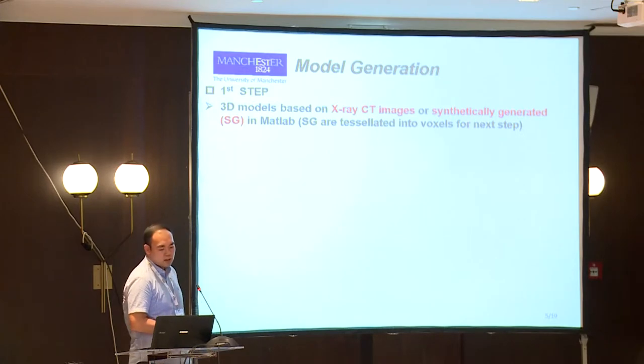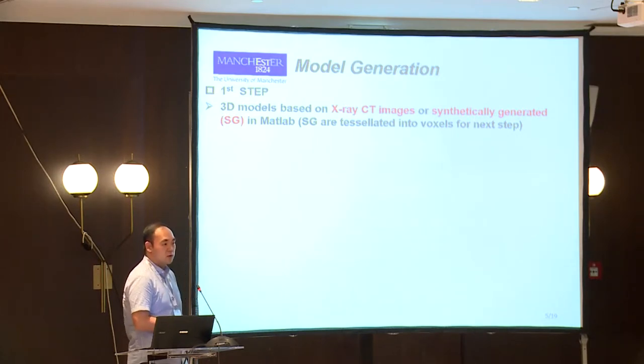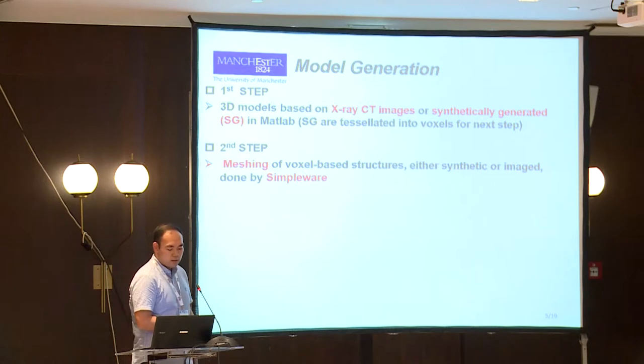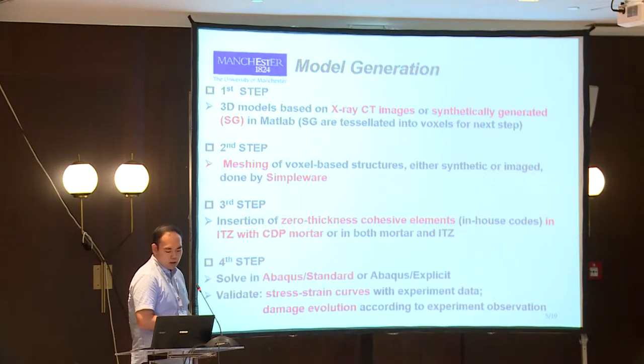So how is the model generated? 3D mesoscale model can come from X-ray images or synthetic models. My synthetic model is further tessellated into voxels. Then the voxelized models can be meshed in a software called SimpleWare. Next, a self-developed code is used to insert zero thickness cohesive elements into ITZ. And finally, we import the model into Abaqus Standard and compare the stress strain curves and damage evolution with experiment.